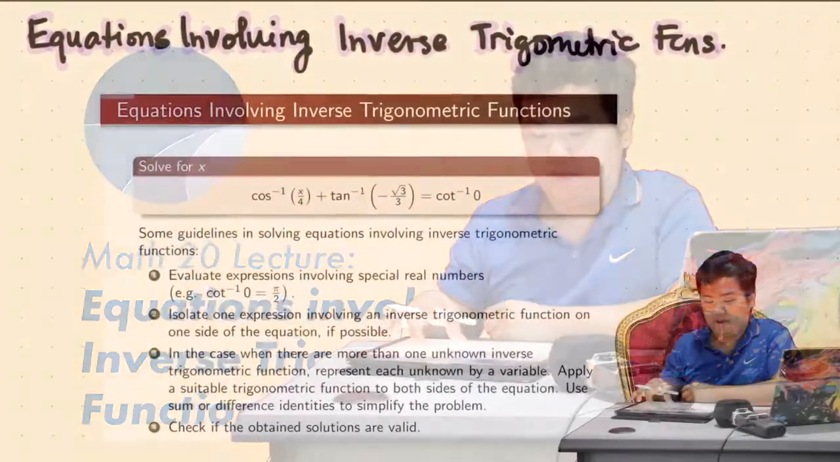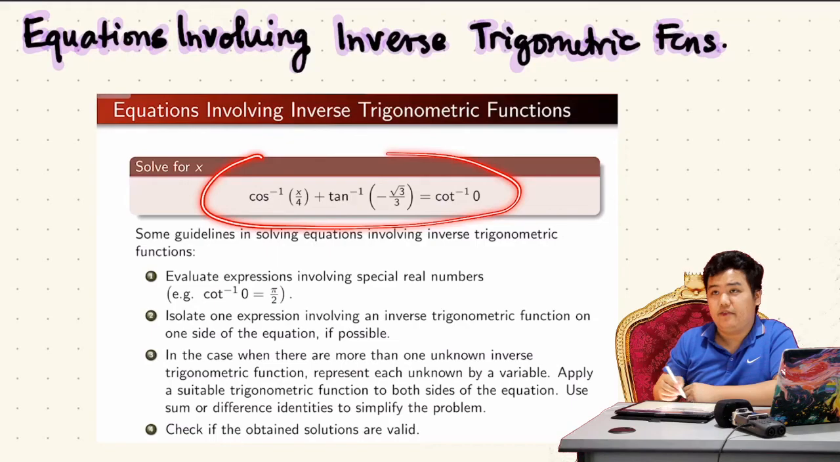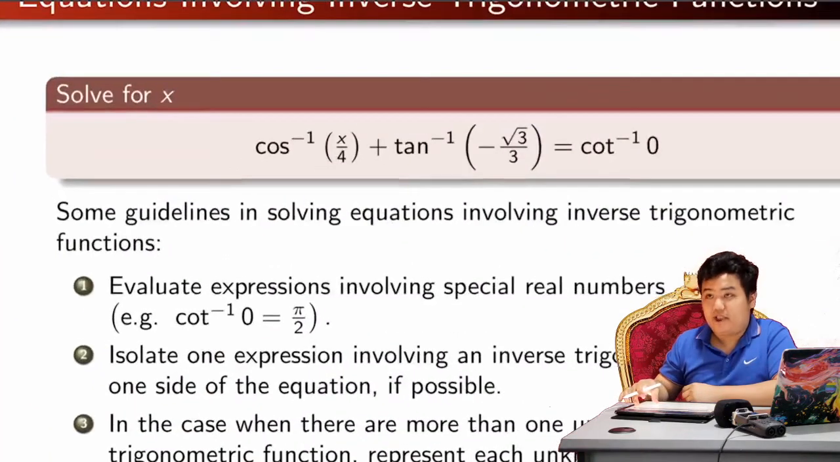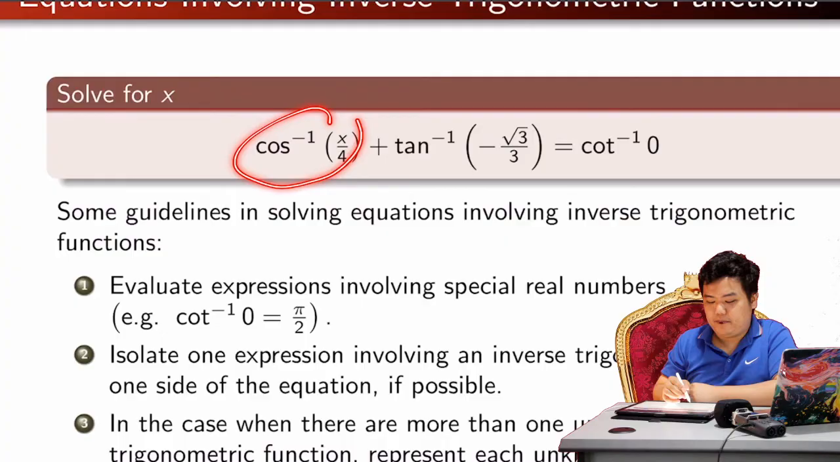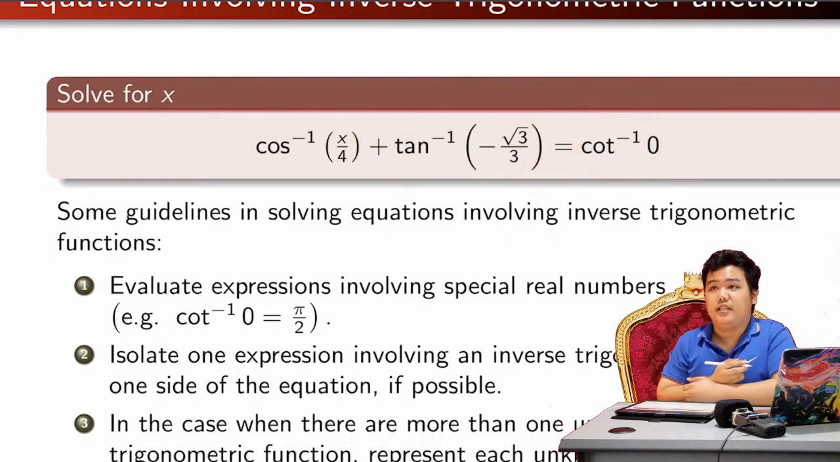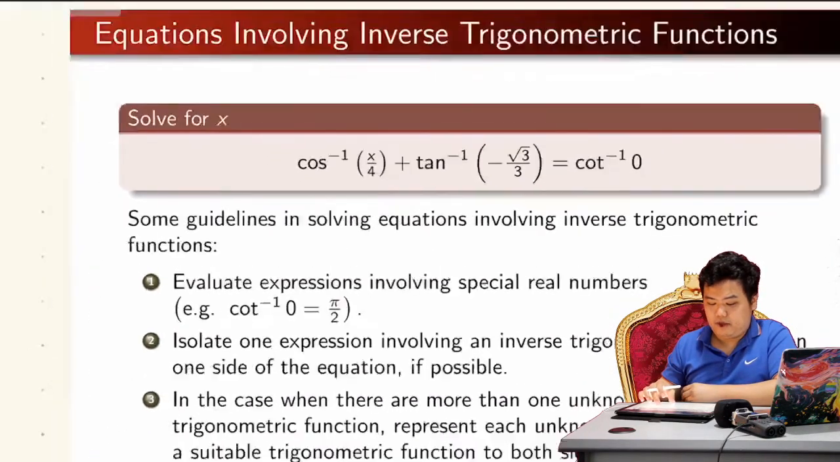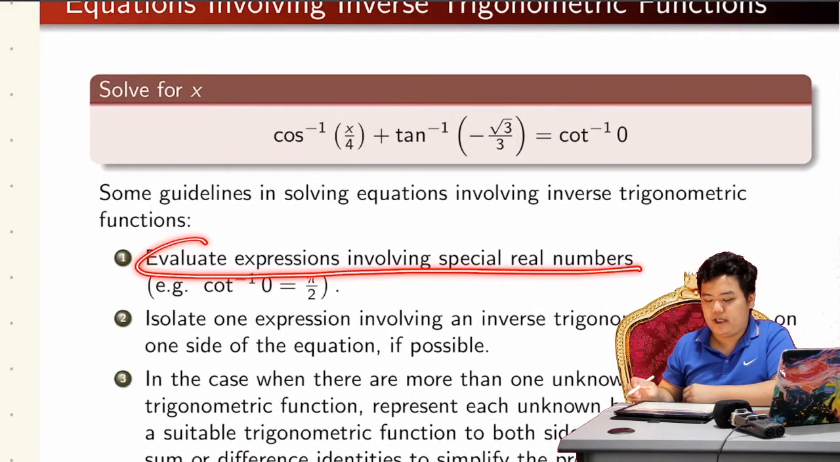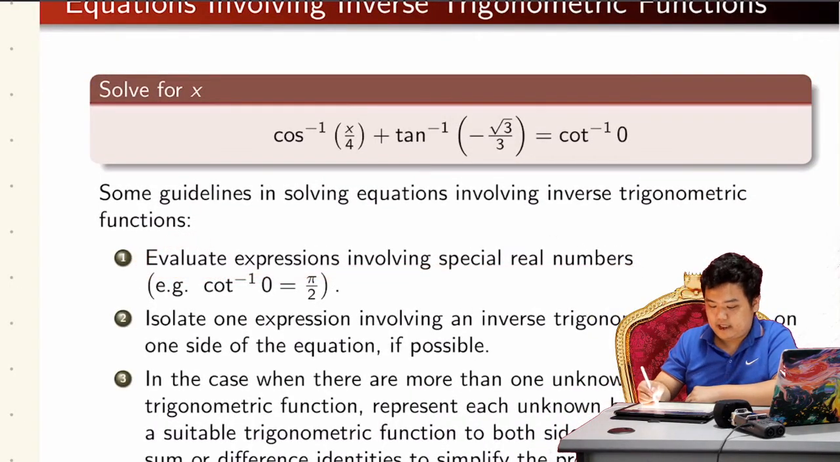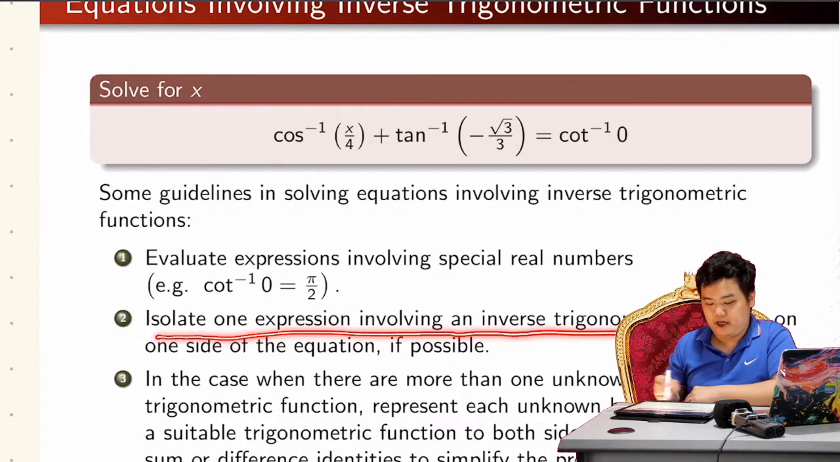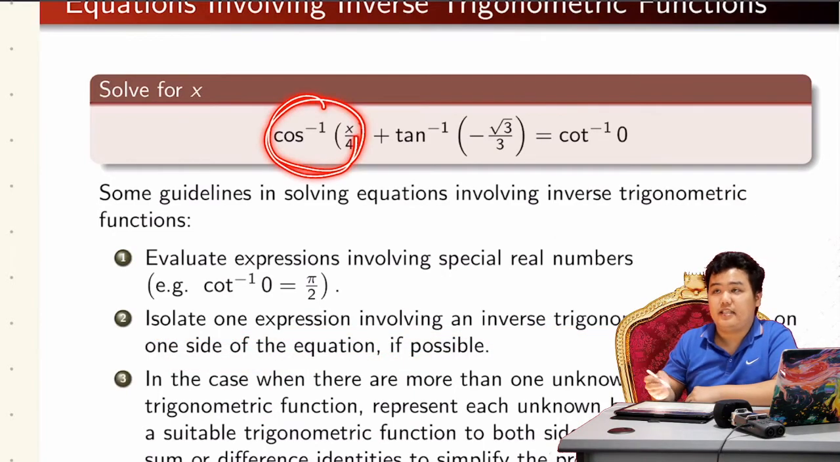So, ito basically yung itsura ng isang equation involving trigonometric functions. As you can see, you have inverse trigonometric functions, may variables, and etong mga bagay na to are just numbers. So, ito yung guidelines natin or yung general rule. Number 1, evaluate the expressions involving special real numbers such as this one and this one. And then, isolate one expression involving inverse trigonometric function on one side of the equation if possible. So, sa case na to, i-isolate natin to sa isang side.